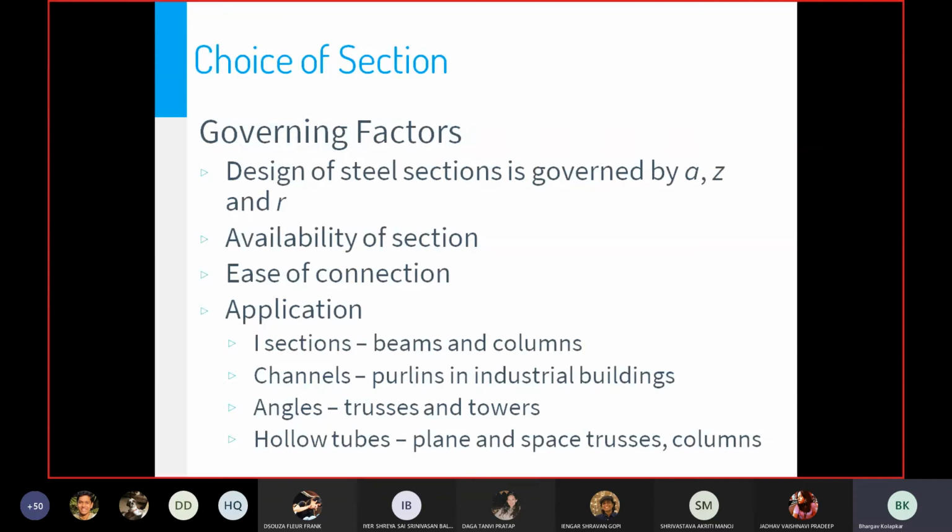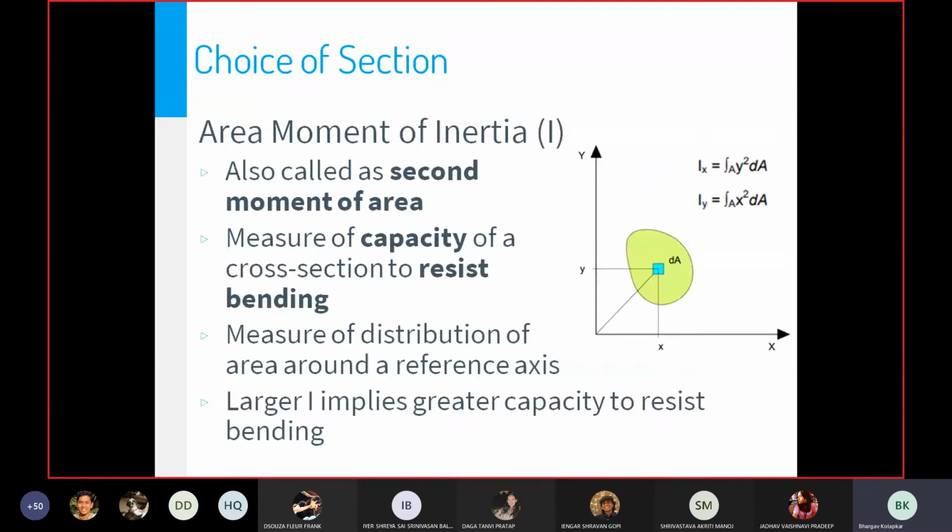Now let us try to understand what Z and R mean, and why we should really understand these two particular parameters. A term that people from science, 11th, 12th science, or in school also, perhaps might not be new to you: the term called moment of inertia. Okay, moment of inertia. When we are talking about objects, that is when we say mass moment of inertia. But when you are talking about sections, we say area moment of inertia.